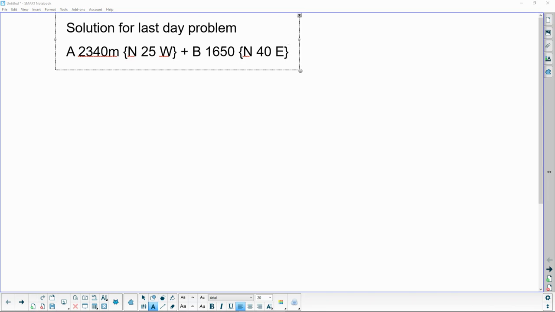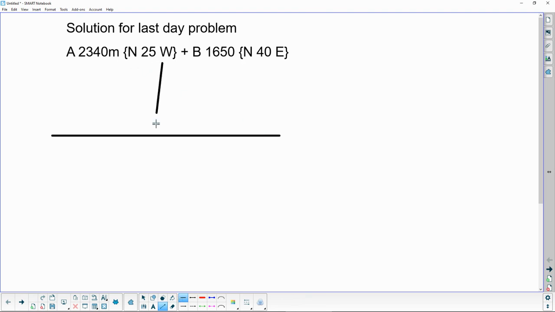All right, starting from where we left off. Okay, we have our vector problem from Friday. So we're going to do components on this one, the last type that we did. So what I'm going to do is just draw these out, which you don't have to, but I'm going to. So there's my north, south, east, west line. Okay, and we've got one vector north 25 degrees to the west.